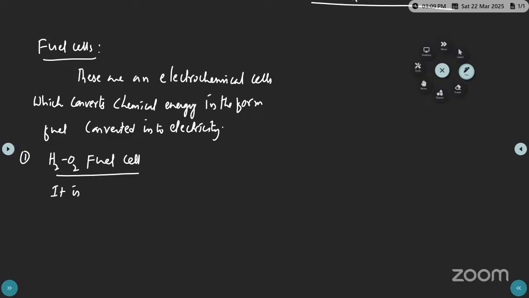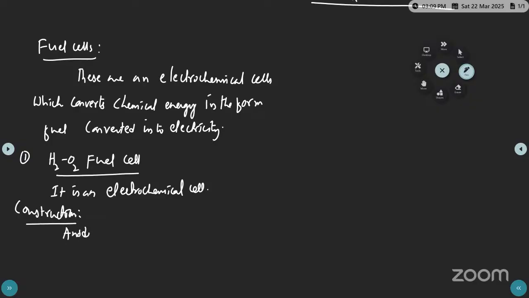It is an electrochemical cell. Okay, that is the first point. And then construction of the fuel cell. So construction lo em chestamu?